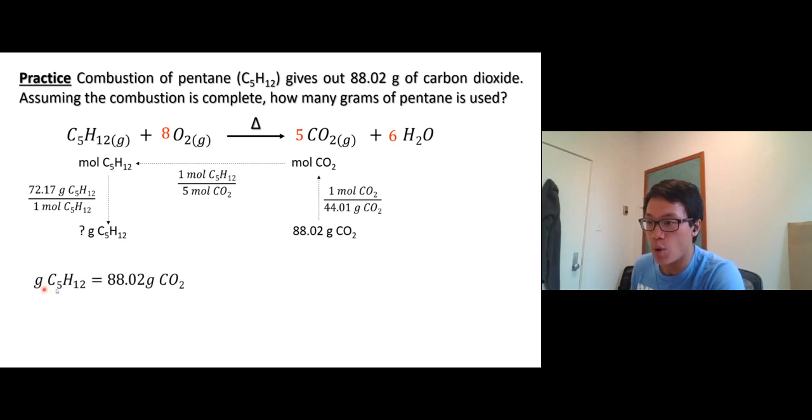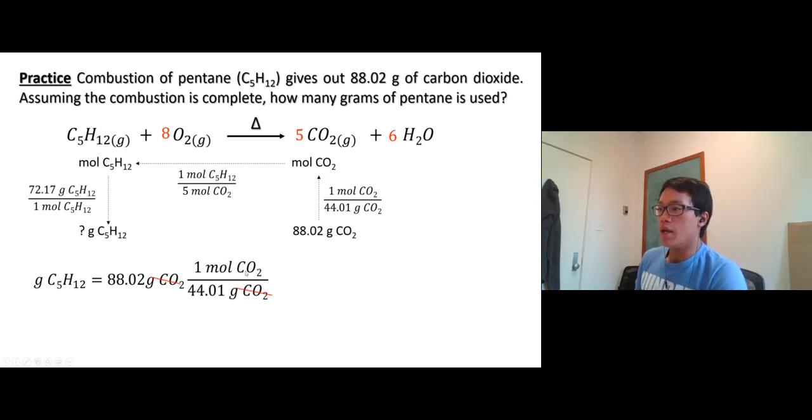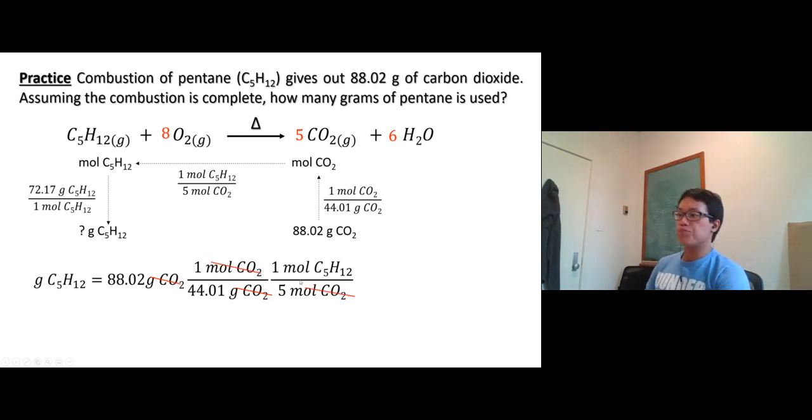So grams of pentane is what we want, and what we have is grams of carbon dioxide. So grams to moles first. Just put grams at the bottom, moles at the top, molar mass here. Grams cancel out. Next step, moles of carbon dioxide to moles of pentane. It's a 5-to-1 ratio. Watch out. We want carbon dioxide at the bottom, so I'm putting carbon dioxide at the bottom, 5-to-1 ratio. So that cancels out.